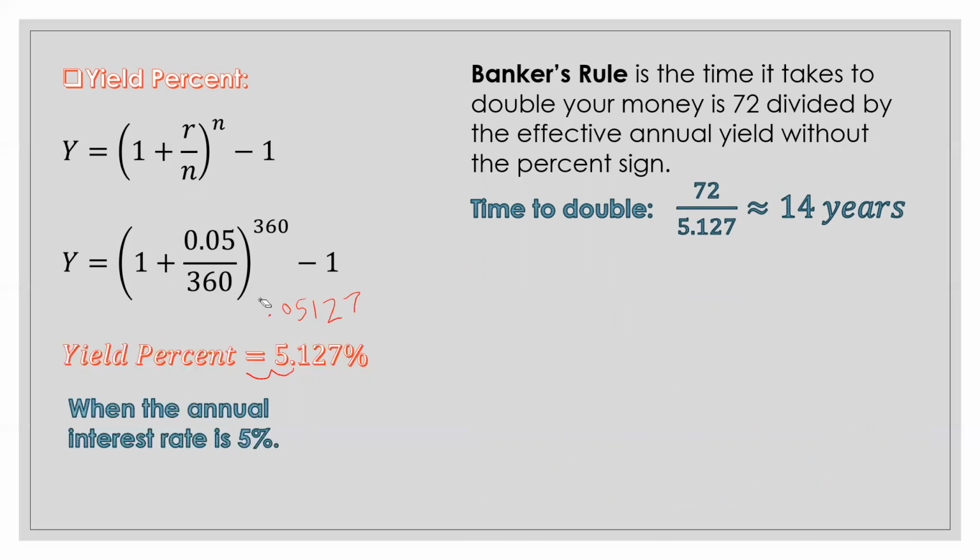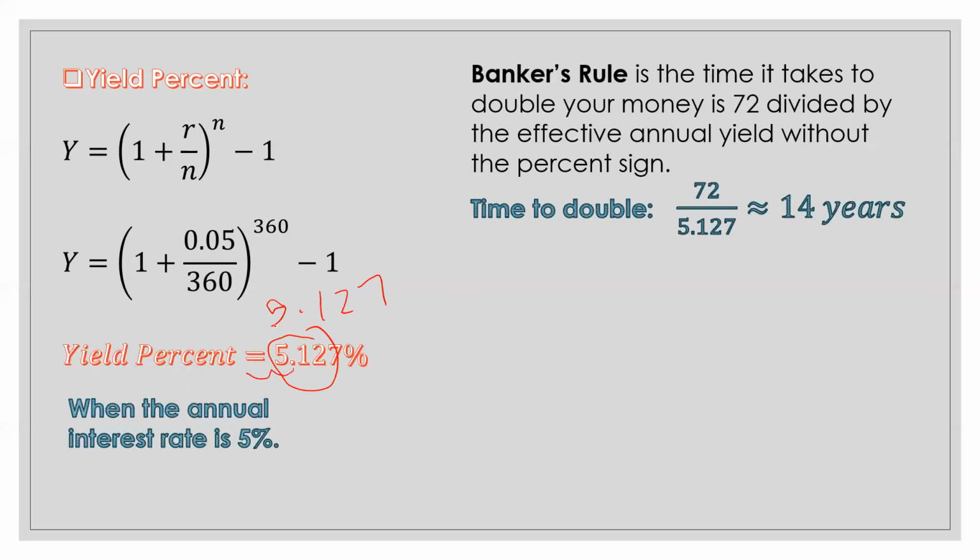Actually, what we meant was 5.127, right here without the percent sign. Just that right there without the percent sign, not to change it to decimal. So it will be 14 years in this case. So we're talking about every 14 years, your money is going to double.